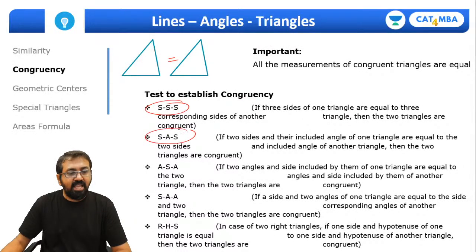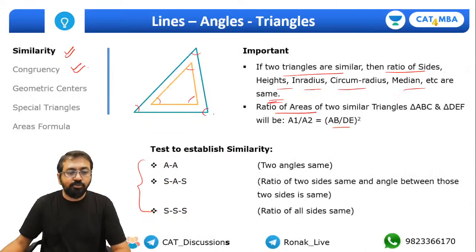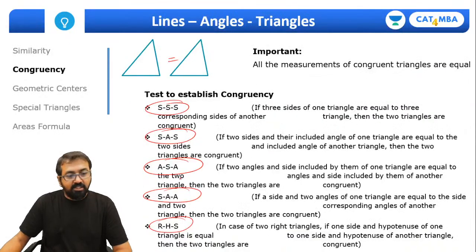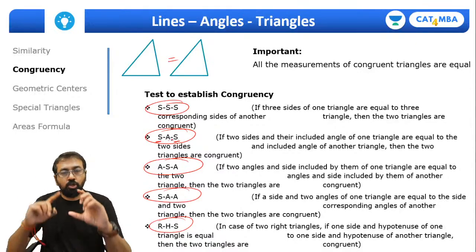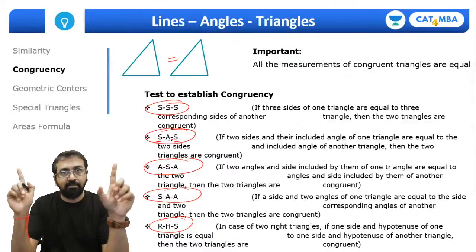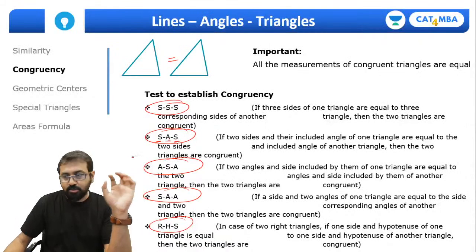Triple S test, SAS, ASA, SAA and RHS. Just for your information guys, SAS here means the ratio of sides should be the same and the angle should be exactly the same. Here SAS means two corresponding sides should be the same, and the angle should also be the same. So this is the difference. Do not get confused about this thing.